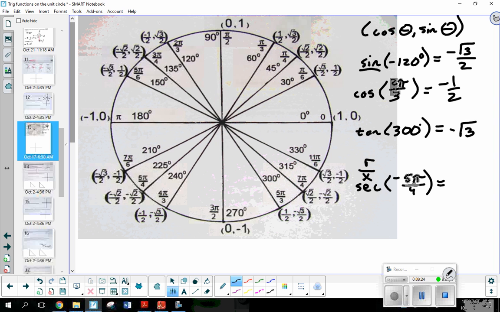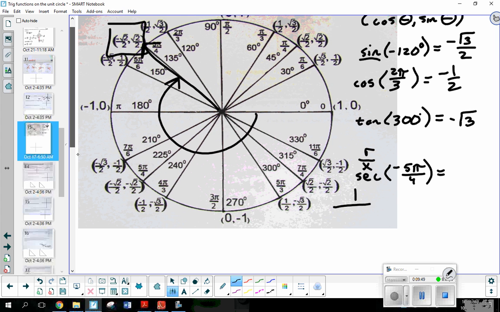Well, we just want to go the same distance in the opposite direction. So I'm talking about this point right here. That would be negative 5 pi over 4. Now, I want to take the secant of that location. So the ratio is r over x. Well, we just said r is 1. Well, what's the x value at that location? Negative square root of 2 over 2. So I'm going to say negative square root of 2 over 2.